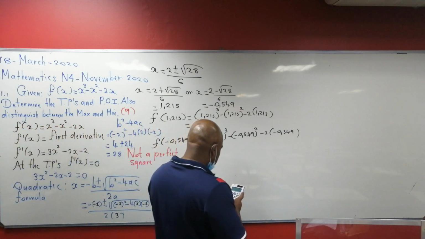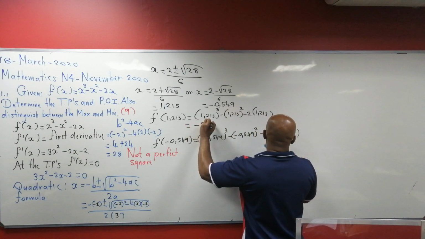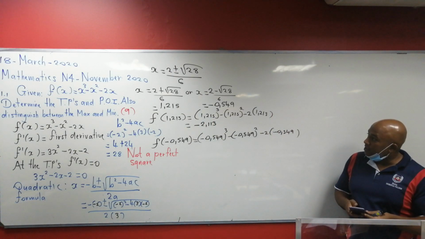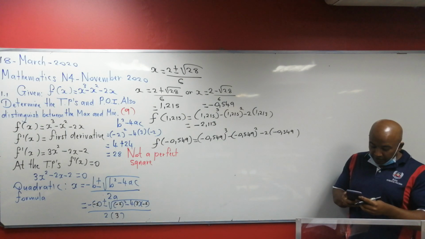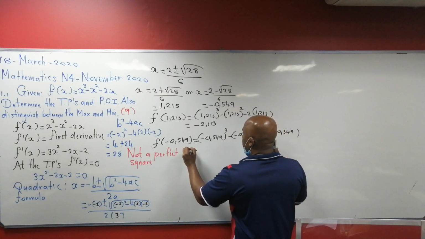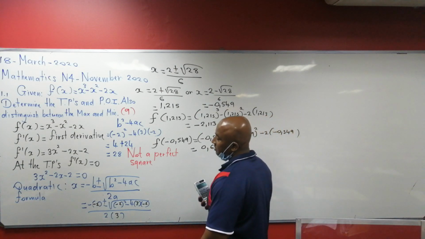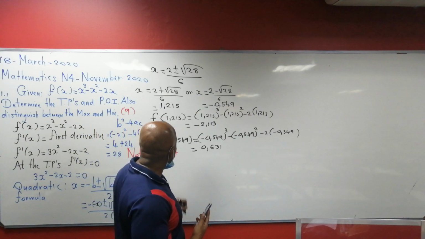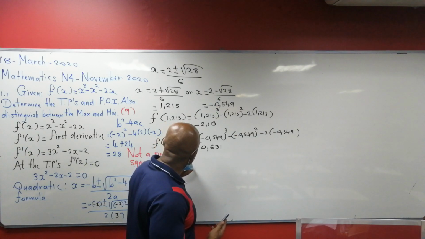Alright, so first one, 1,215. So we get minus 2,113. You got that? Then we substitute minus 0,549, and we get 0,631. Right. So those are our two turning points. So we have a maximum and a minimum.